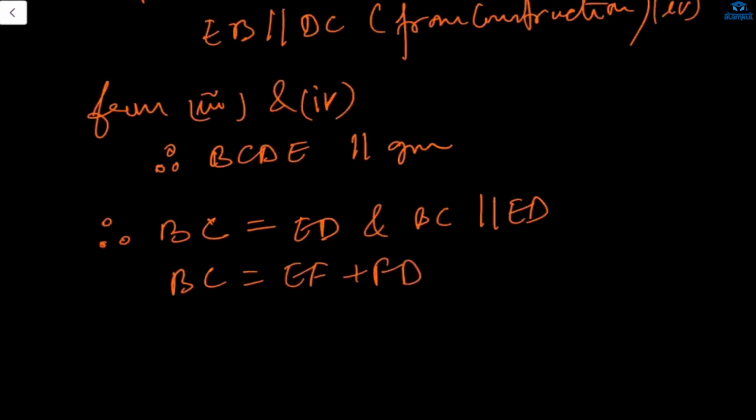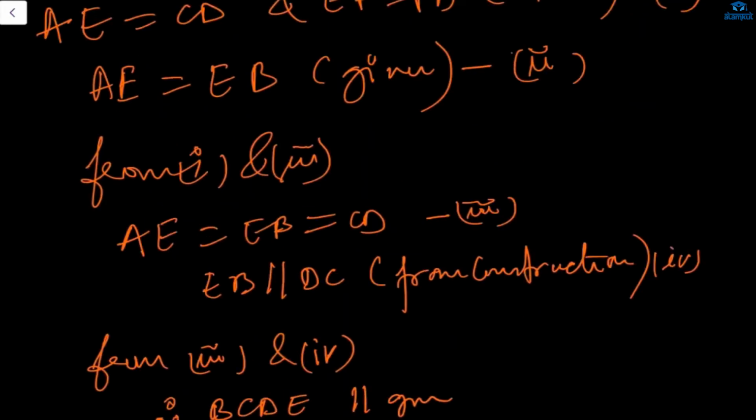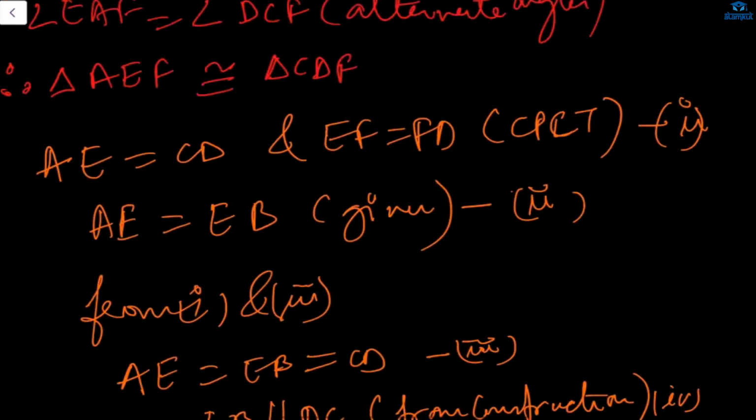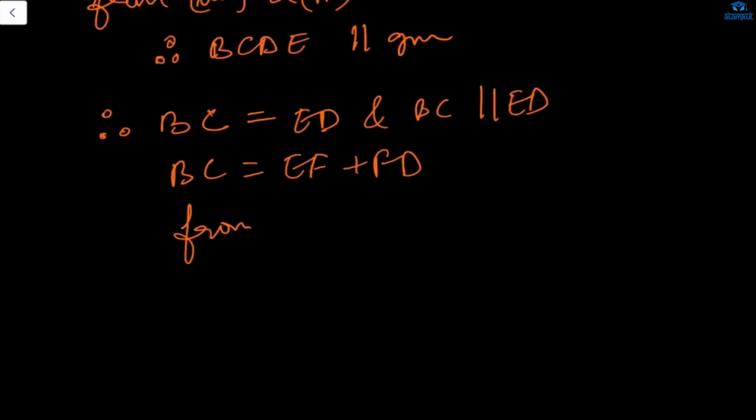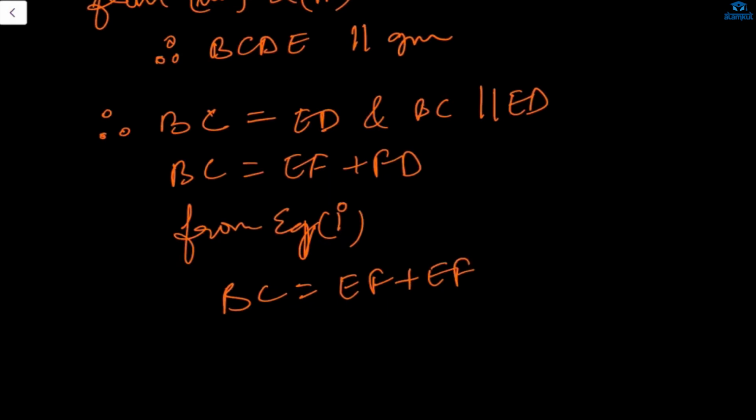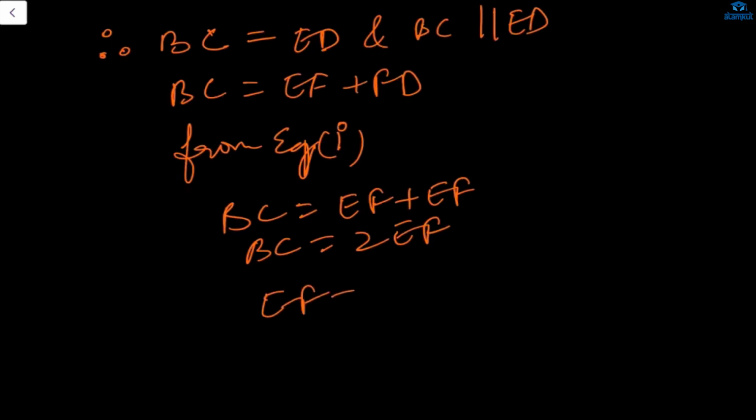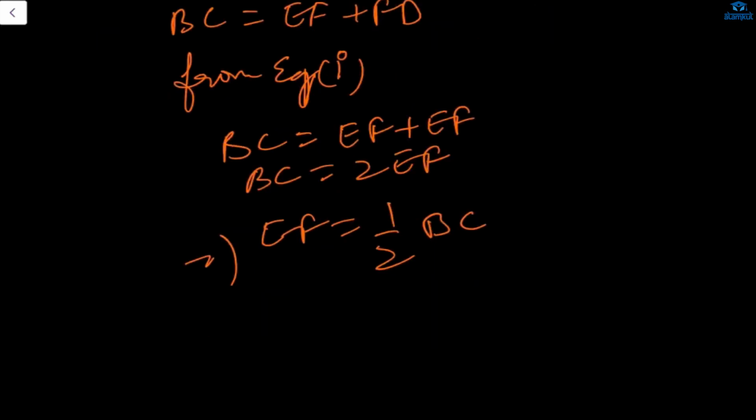From equation first, we can write EF plus EF. So BC is equal to 2EF, or you can say that EF is equal to half of BC, and EF is parallel to BC also. EF is a part of ED, so if you take a part of a parallel line, that is also parallel.